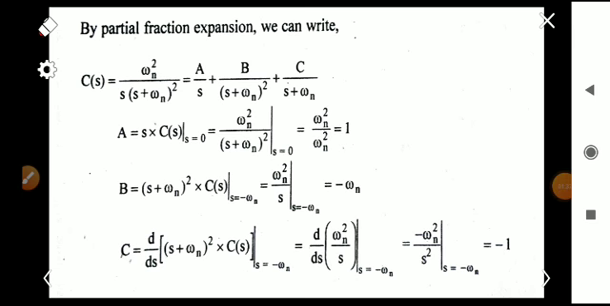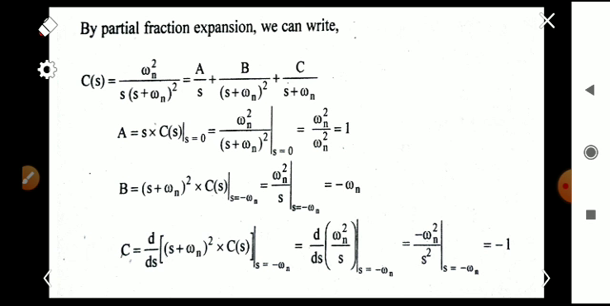By partial fraction expansion, we can split the entire term into three. The first term will be A/s, the second term will be B/(s + omega_n)^2, plus C/(s + omega_n). By partial fraction theory, this is the form of expansion. If you have a term like (s + omega_n) cubed, it will be B/(s + omega_n)^3 plus C/(s + omega_n)^2 plus D/(s + omega_n), and so on.